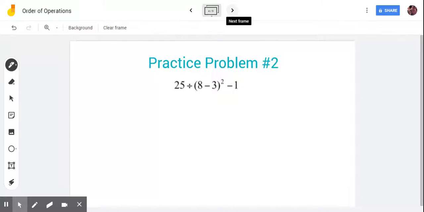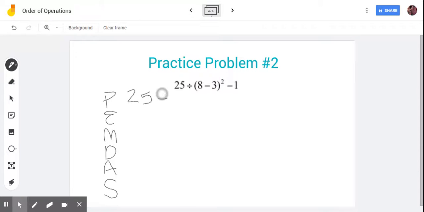Now we're going to go to our next problem, which is 25 divided by 8 minus 3 squared minus 1. I'm going to write out, please excuse my dear Aunt Sally again. And in parentheses, there's 8 minus 3, so we're going to write out 25 divided by 8 minus 3, which is 5, squared minus 1. That's our first step. Now we're going to look at our second step.